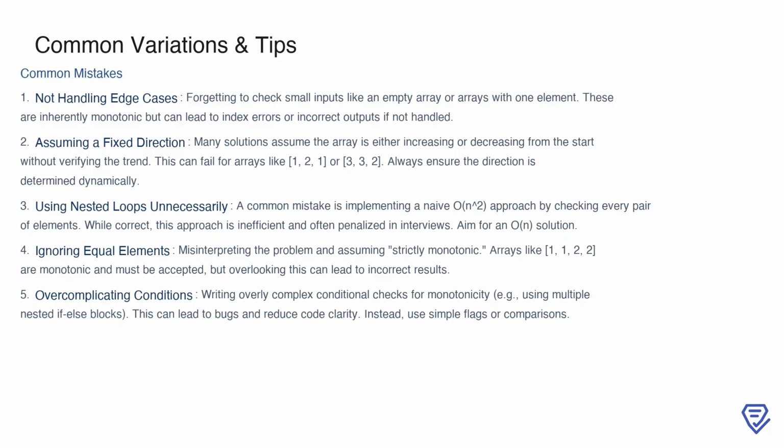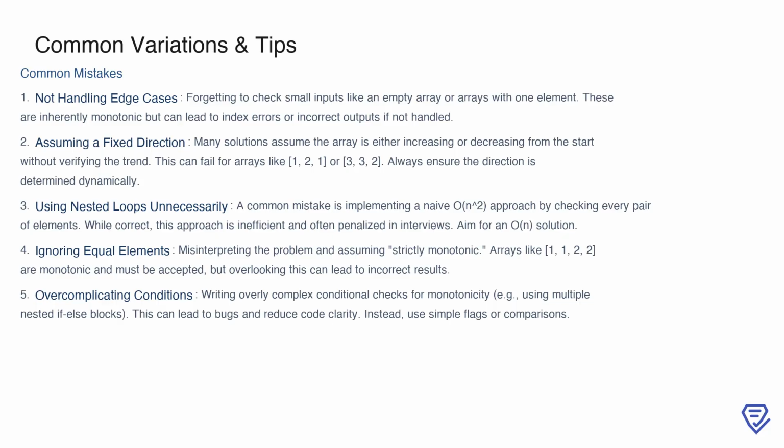Efficiency is another key consideration. Using nested loops to compare elements results in an n squared solution, which works but is inefficient for larger inputs and often penalized in interviews. Instead, aim for O(n) approaches.